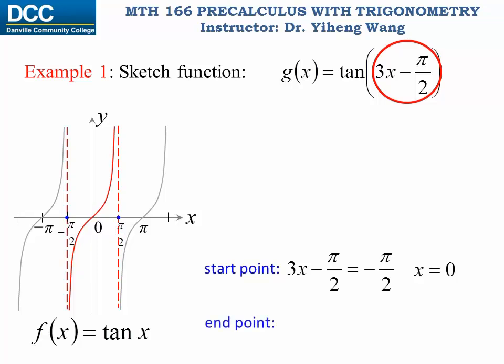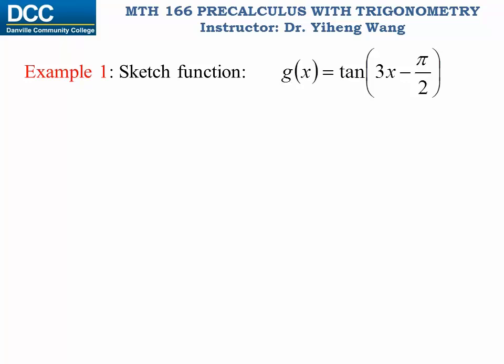For the new end point, we equate 3x minus half a pi equals positive half a pi, which is the end point that we read for this first period from our parent tangent function graph. And from this equation, we can solve for x to be positive third pi, which is the new endpoint. So based on that calculation, when we sketch the first period of this new g(x) function, we start from 0 and we end at x equals third pi.